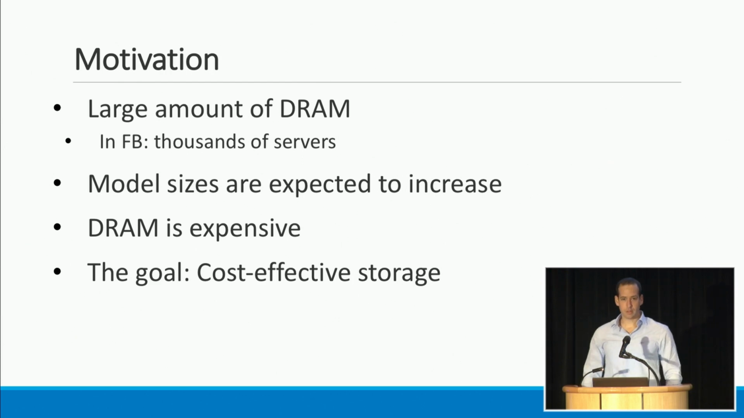As we saw, recommender systems can require a very large amount of DRAM for storing their embedding tables, and the model sizes are only expected to increase in the future. Because DRAM is becoming prohibitively expensive, our goal was to design a cost-effective storage by storing the embedding tables in the NVM instead of DRAM.